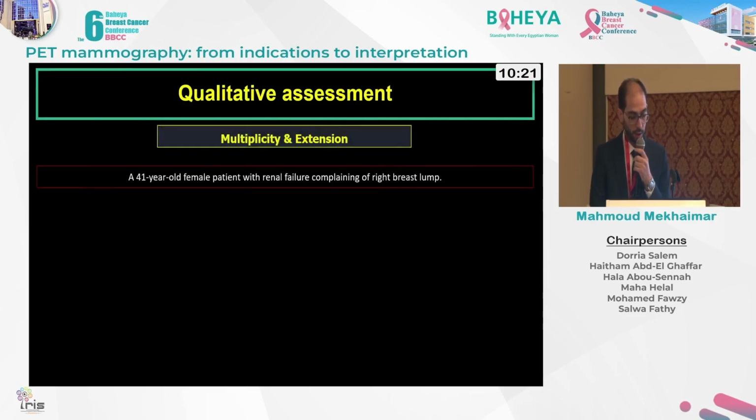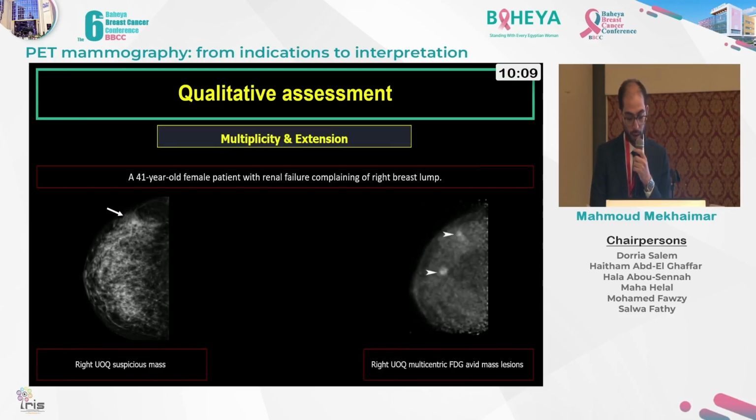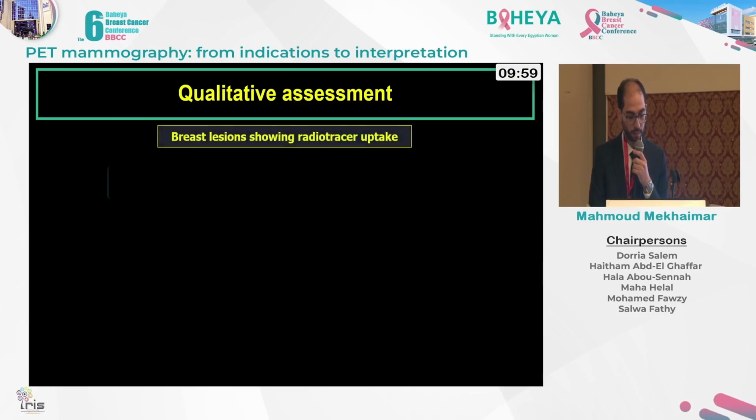Multiplicity and extension: this is a 41-year-old female patient with renal failure complaining of a right breast lump. Mammography revealed a right upper quadrant suspicious mass, while PEM revealed a right upper quadrant multicentric FDG avid mass lesion. Postoperative pathology revealed right breast multicentric invasive duct carcinoma grade 1.